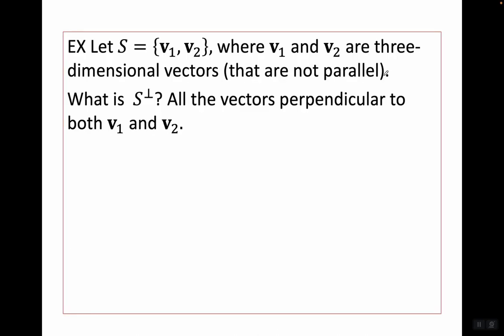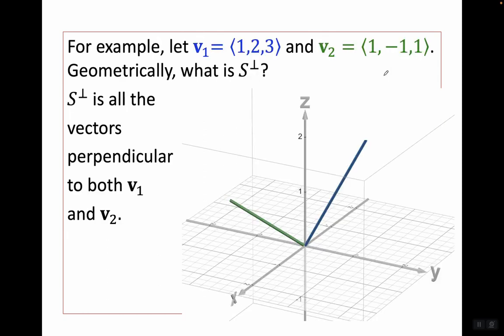Let S equal V1, V2, where V1 and V2 are three-dimensional vectors that are not parallel. What is S perp? Again, it's all the vectors perpendicular to both V1 and V2. For example, let V1 equal this blue vector, 1, 2, 3, and V2 equal this green vector, 1, negative 1, 1. Geometrically, what is S perp? S perp is all the vectors perpendicular to both V1 and V2. What's that going to look like?